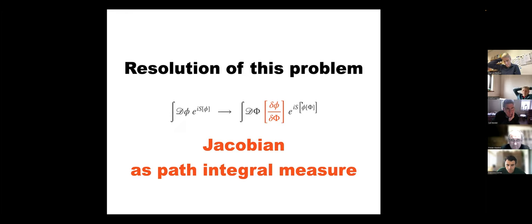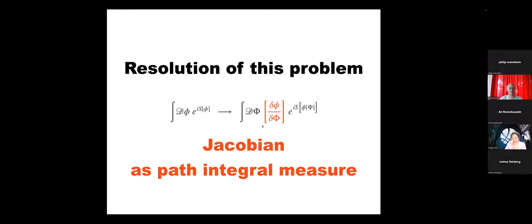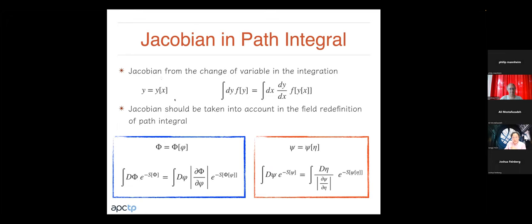The resolution of that problem is, many of you already expect, the Jacobian. Under this field redefinition, the Jacobian appears in the path integral measure, and that plays a very important role. This is the same as a change of variable in an integration. The bosonic case is very trivial, but in the fermionic case, you already have to be careful about the position of the Jacobian.